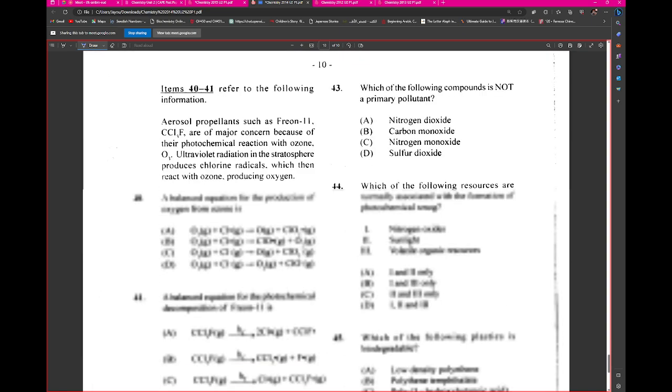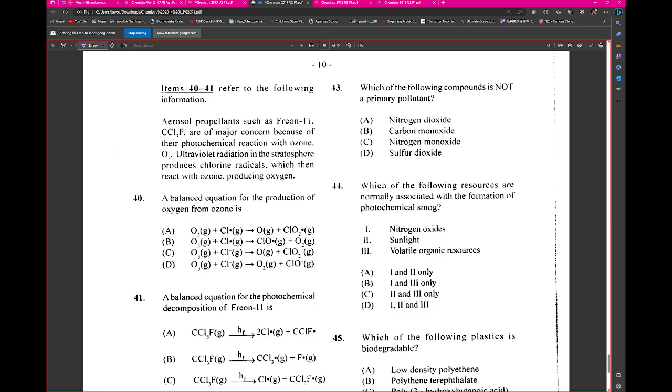Let's look at this. Aerosol propellants such as Freon 11, well, for an 11 you would have that molecule there, right? What would I say? Trichloromonofluoro-methane. They are a major concern because of their photochemical reaction with ozone, right? So ultraviolet radiation in the stratosphere produces chlorine radicals. So notice the chlorine radicals. When we see the chlorofluorocarbon with all the chlorine and fluorine together, it is chlorine which should be removed, creating chlorine radicals, which then react with ozone producing oxygen.